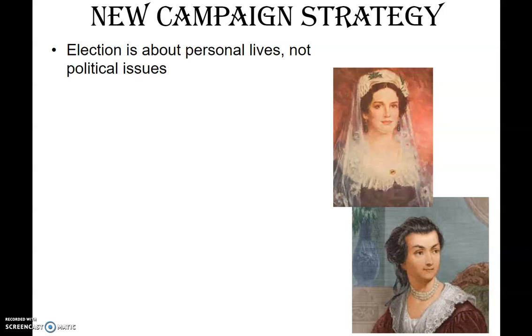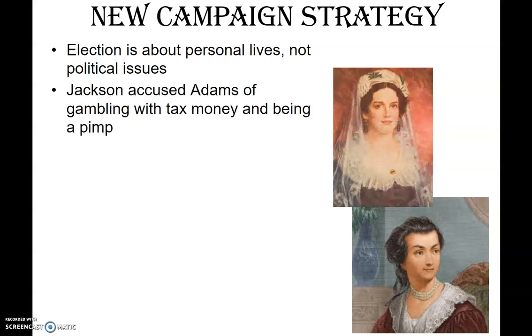Instead, it's just about attacking the other person. And no one had problems with this. Andrew Jackson is going to accuse John Quincy Adams of gambling with tax money. He accuses him of buying a billiards table and putting it in the White House, which he did. But Jackson says he used government funds. John Quincy says, no, I didn't, it was my public funds, blah, blah, blah. Then Andrew Jackson says, well, that's all right, you can do whatever you want with the billiards table because you're a pimp.